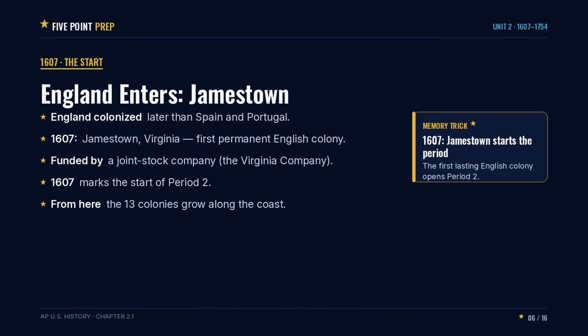England came late to colonization, decades behind Spain and Portugal, after an earlier failed attempt at Roanoke. But in 1607, English settlers founded Jamestown in Virginia, the first permanent English colony in North America, and that date marks the start of Period 2. Notice how it was funded. By a joint stock company, the Virginia Company, pooling investors' money. Exactly the kind of business tool we met in Unit 1. From this foothold, England's 13 colonies would grow along the Atlantic coast over the next century and a half.